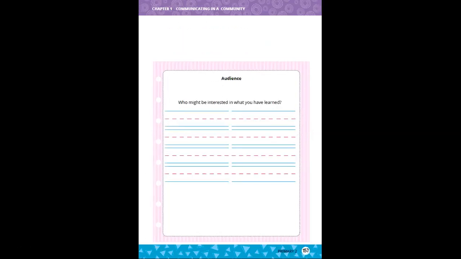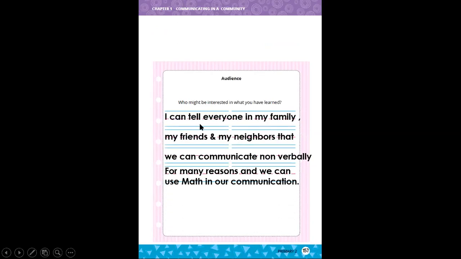Let's complete in the next page. Who might be interested in what we have learned? Who might be interested in what you have learned about communication? I can tell everyone in my family, my friends, and my neighbors that we can communicate non-verbally for many reasons, and we can use math in our communication. This was a summary for the first chapter, communication in theme 4.